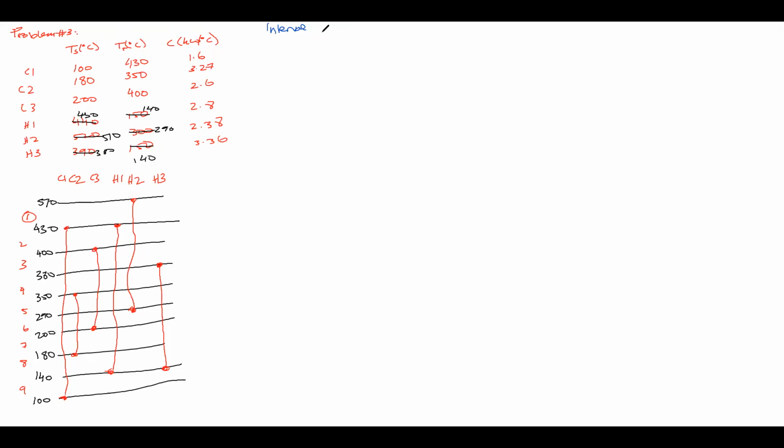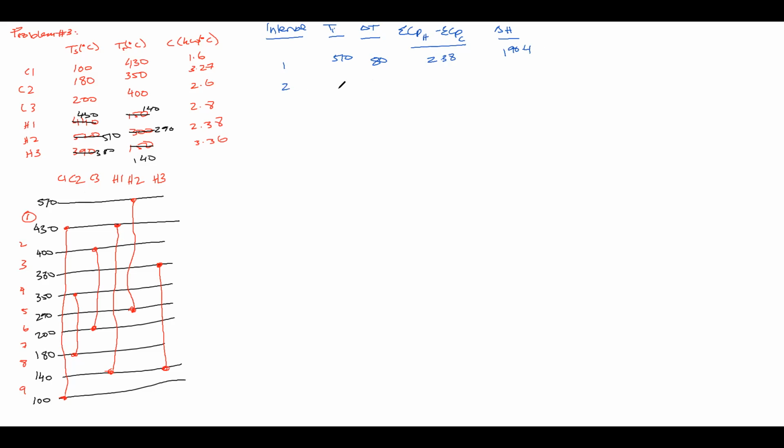I have my T initial. I have my delta T. I have summation of Cp hot minus summation of Cp cold. And then I have my delta H right here. Let's fill out this table slowly. So interval 1, my initial temperature is 510. My delta T, 430 to 510, is what? 80. Summation of Cp hot minus Cp cold, I only have H2, which is 2.38. And then delta H, if you multiply these two numbers, you should get 19.4.